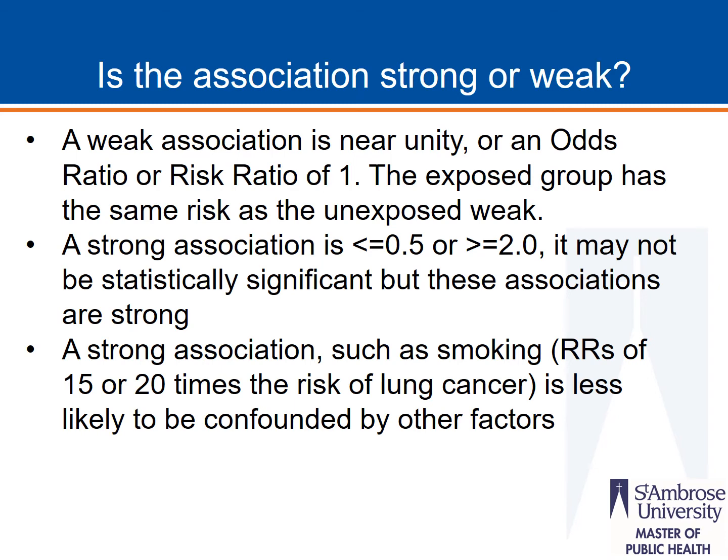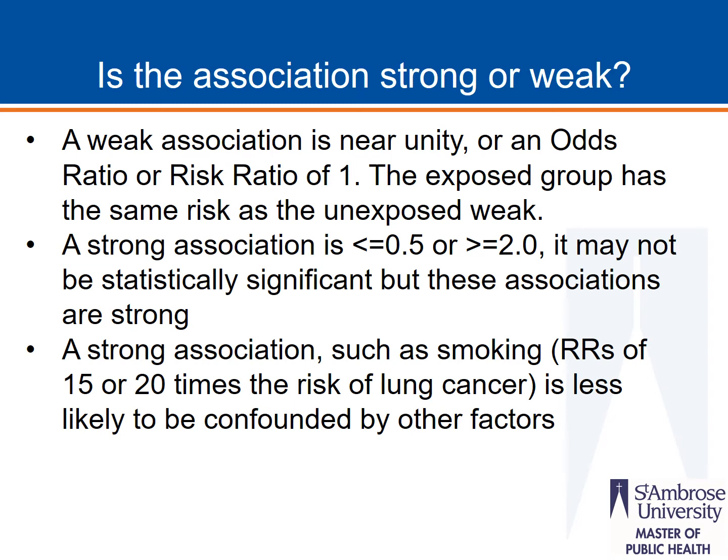Strength of association. Well, really the question we want to answer is the association strong or weak? A weak association is what we call near unity. In other words, there's no difference in the risk between the exposure group and the unexposed group. And we measure this using something called an odds ratio or risk ratio. And those are measures of risk comparing the exposed and the unexposed groups. If that number is 1, it means the risk is the same in both groups. They're what we call unity, identical, 1. So the exposed group would have the same risk as the unexposed.